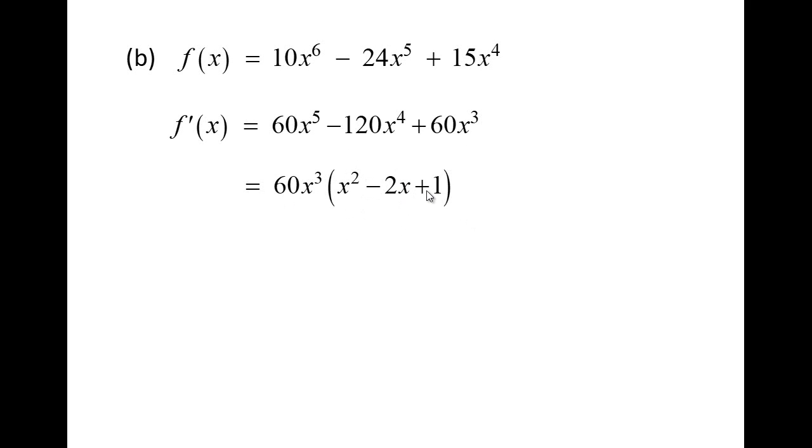Now x squared minus 2x plus 1 can be factored into x minus 1 squared. Okay, so we see that the derivative is 0 exactly when x is 0 or when x is 1. So we got two critical points.